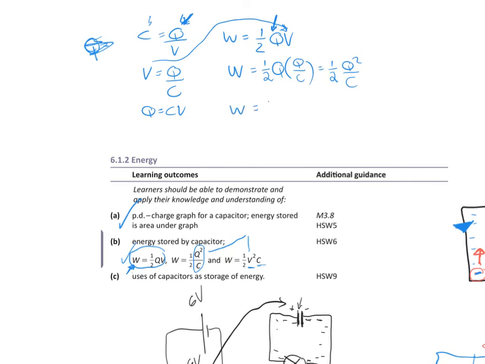So work done is equal to a half CV times V. And I end up with a half CV squared, or V squared C, whichever way you like, it doesn't matter. So that's the second point crossed off. And this will be a good point to start talking about some uses of capacitors as storage of energy.